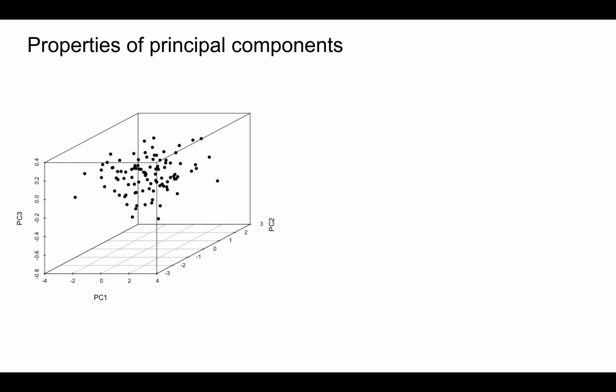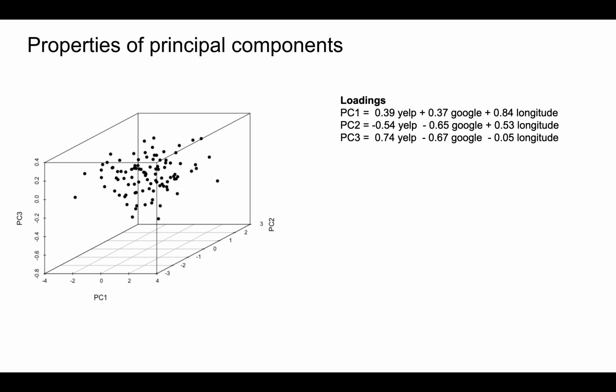As before, these three principal components are linear combinations of our original three features. So I can write the first principal component as a linear combination of Yelp ratings, Google ratings, and longitude. Further, the three principal components preserve the total variability of 3.305 in the original dataset. By design, the majority of this variability is explained by the first principal component. It explains 2.551 of 3.305.